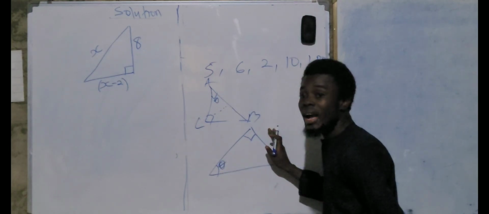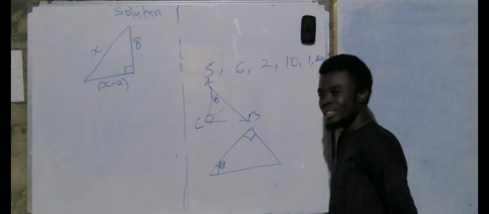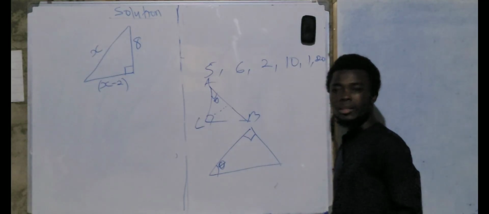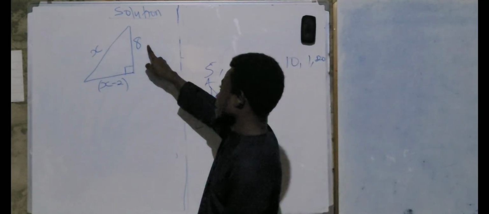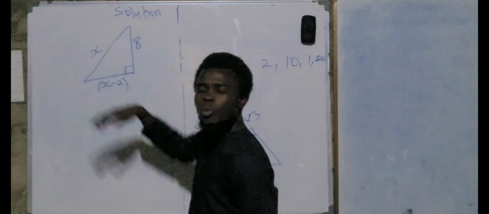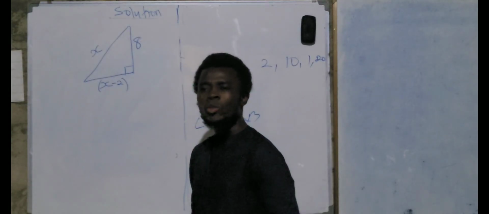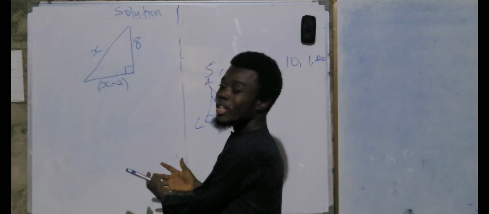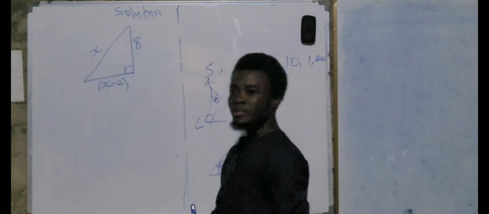It's called the opposite, right? And the remaining side is called what? It's called the adjacent. Are we okay here? So if we have this one, 8 here, x minus 2, and the hypotenuse here is having x, right? Why? Because we asked to find x. So what happens now? We are going to use what we call the Pythagoras theorem.